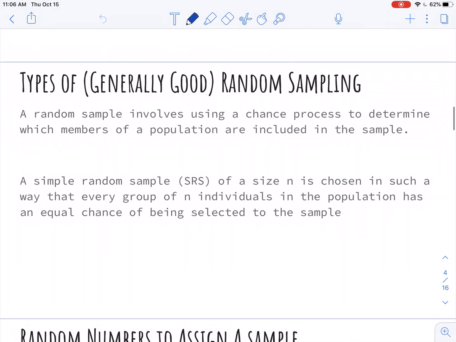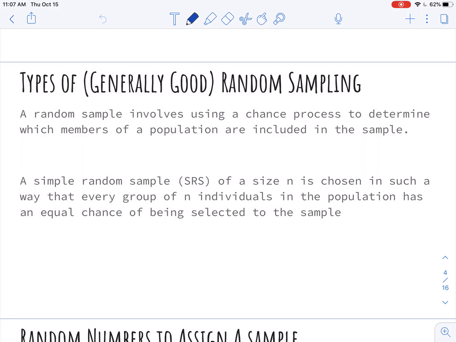All right, so then types of some generally good sampling is random. A random sample involves using a chance process to determine which members of a population are included in the sample. So very commonly, the easiest one that they always talk about is pulling names out of a hat. If we wanted to sample 5 members of the upper school, we would put every single upper schooler's name in a hat. We would draw them at random, and then those 5 would be the ones who would respond.